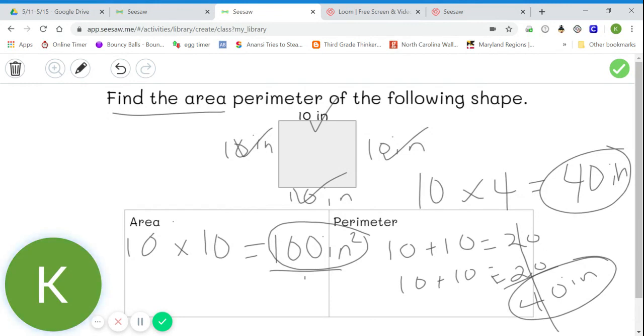Once again, your practice problems will focus on finding area and perimeter for one shape. Make sure that you're writing out your equations on scrap paper if you have it.